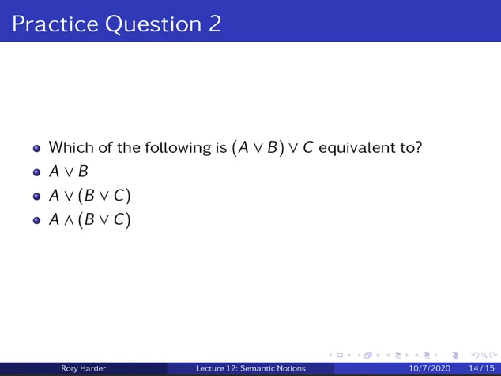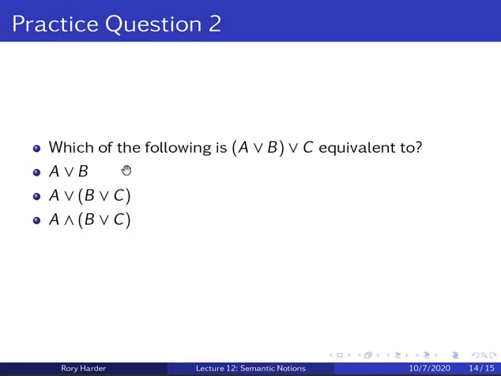Now we move to the next practice question. Here we're not wondering whether a single sentence has the property of being a logical truth or falsehood or contingency, but here we're wondering about whether pairs of sentences are equivalent or not. So here we're given in the question a sentence A or B or C, and we're asked which of the following sentences it is equivalent to.